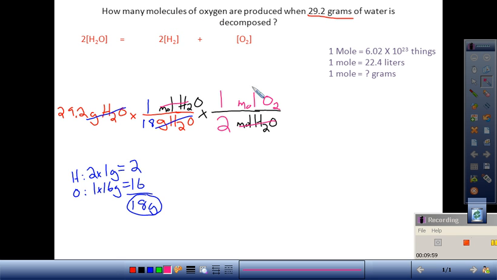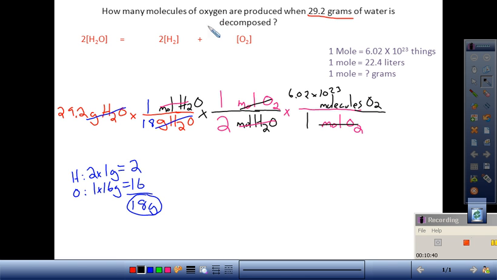I want molecules of O2. Alright, so I need another step. Don't want moles of O2. I do want molecules. Well, molecules are things. 1 mole of O2 has Avogadro's number of things. I'm going to cross off my like units. Now I'm in molecules of O2. That's what the question is asking for, and so I'm done.